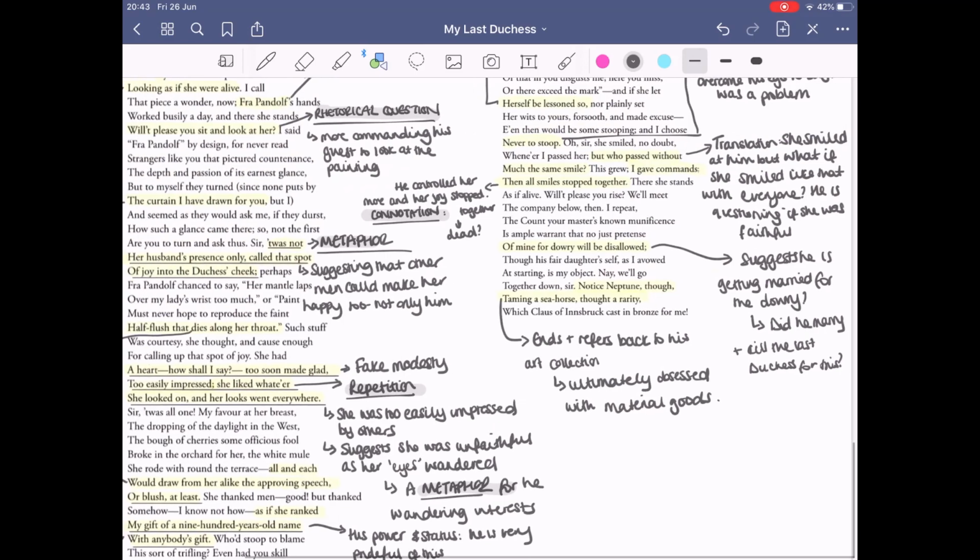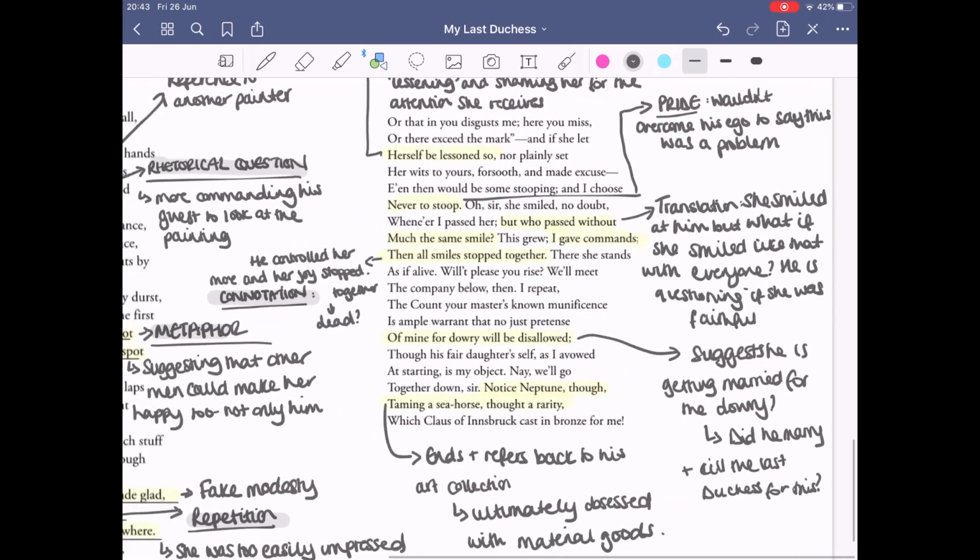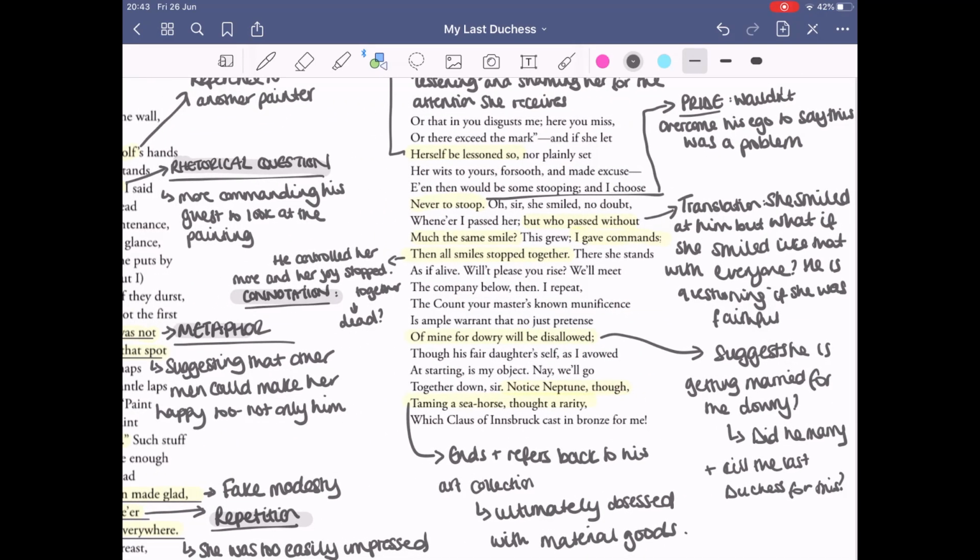The final really important quote is his jealousy and everything coming together, and he implies what may have happened to her. So he says, "I gave commands; then all smiles stopped together." So here, him giving the commands demonstrates his abuse of power as a man, a husband, and as a duke as well. But also look at the use of the term "all smiles stopped together." It's almost like him abusing his power took the joy out of her. But the use of "together" also demonstrates that there was a finality to it. So it may have suggested that he may have actually been the cause of her demise.